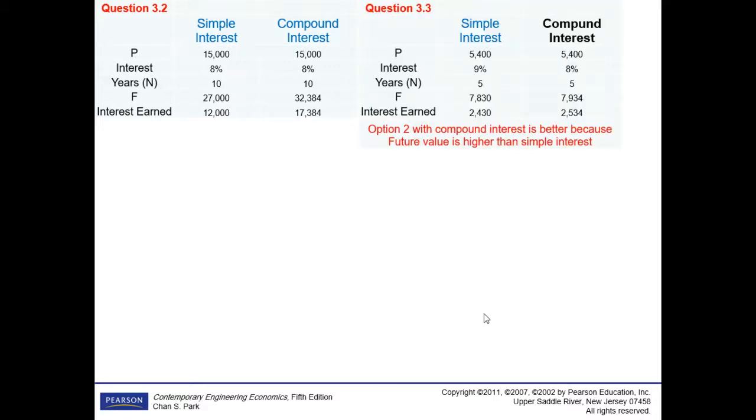Now sometimes the questions will ask, okay, which option is better? The method is the same. You have to calculate an F using simple interest or compound interest, whatever is mentioned in the question. Like in this question 3.3, both were mentioned. Yes, any question until this point?